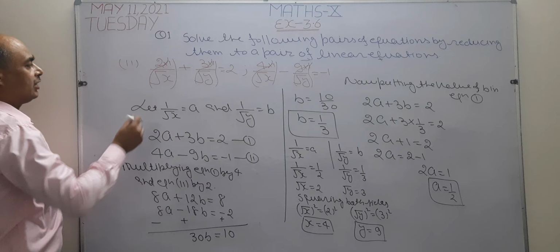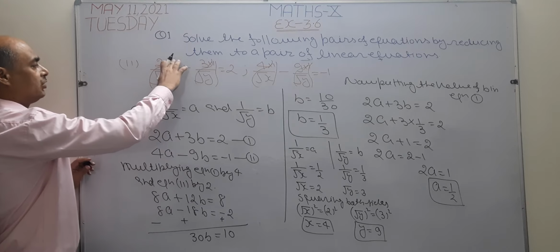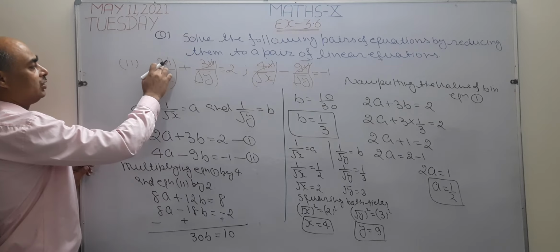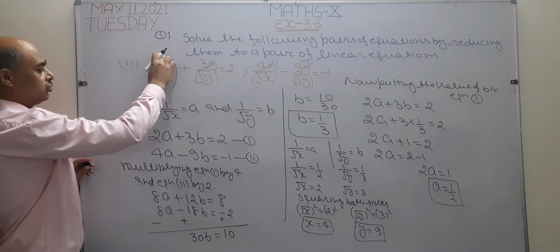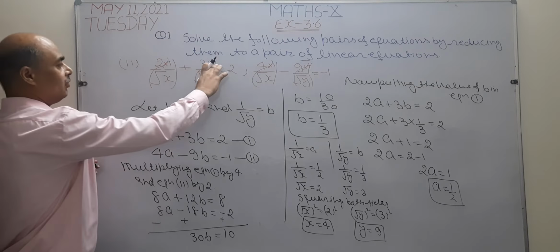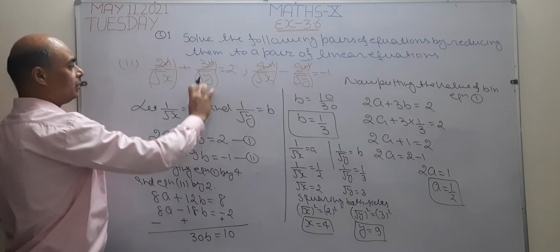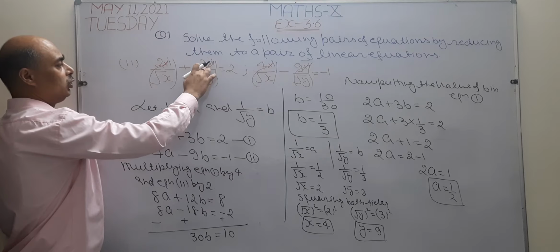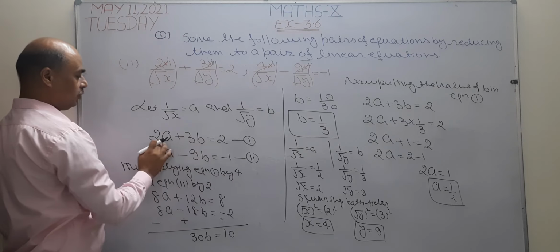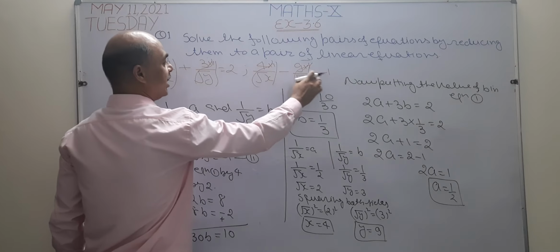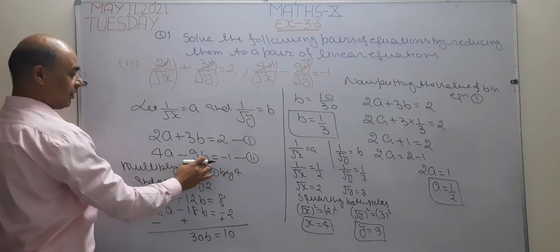Okay? When I take 1 by root x equal to a, this term becomes a, and see where this 2 lies. 2 lies in the numerator, so it remains in numerator. So this becomes 2a. Similarly, 1 upon root y becomes b, and where 3 lies, towards the numerator, so it remains in numerator. So this becomes 2a plus 3b equal to 2. In the same way, this becomes 4a minus 9b equal to minus 1. So I write here 4a minus 9b equal to minus 1.